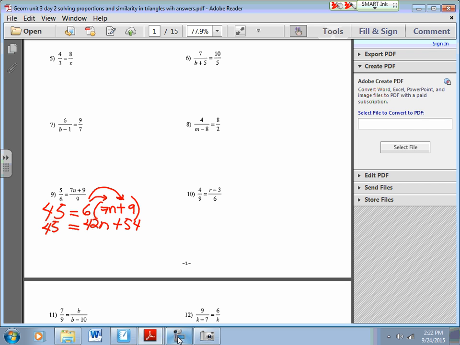Alright. What can I do next to solve? Because I need to solve for A. 54, okay. Go ahead and give me 45 minus 54. Is that 9? Negative 9.